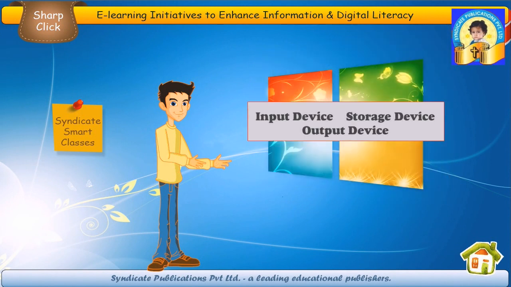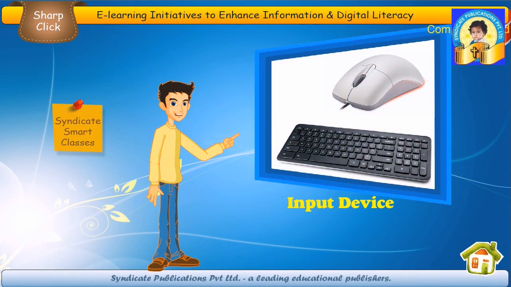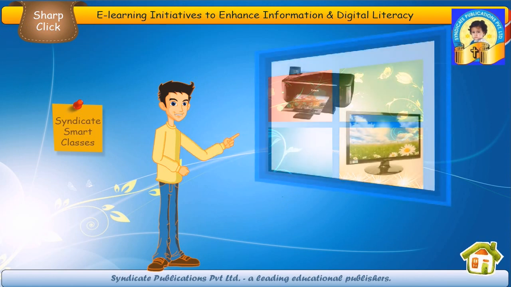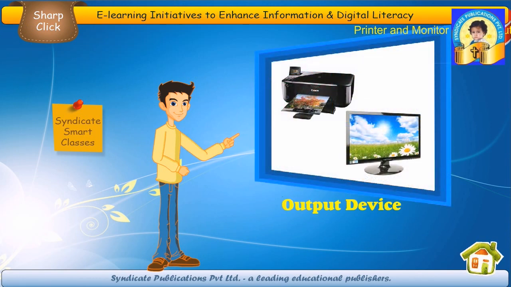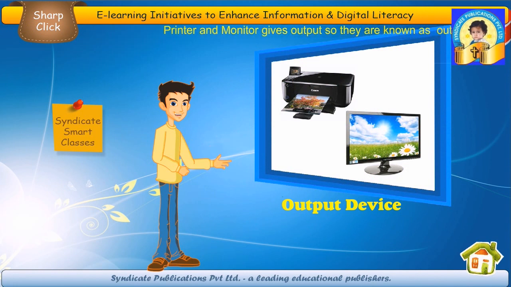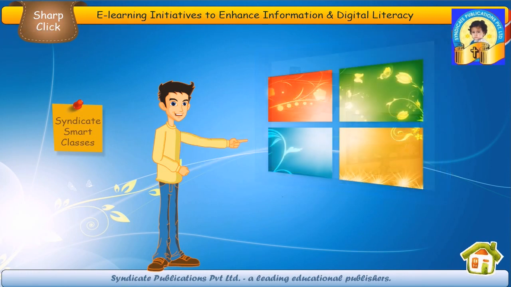Now we will learn about the input device, output device and storage device. Keyboard and mouse are input device. They are used to enter data and information into the computer. Printer and monitor are the output devices. They are used to give or show output data.